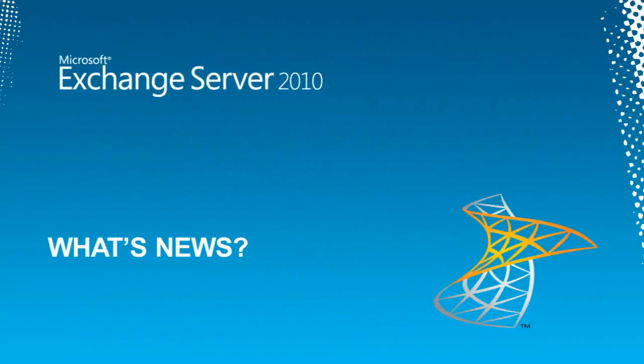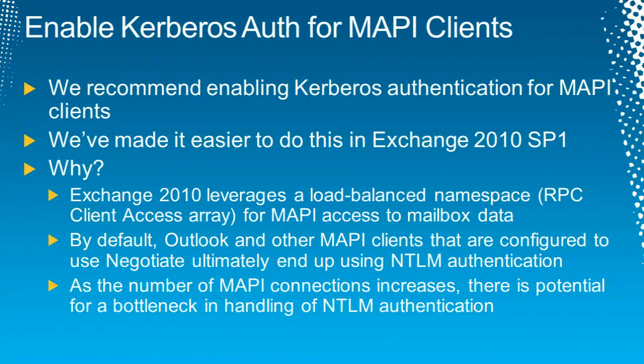Okay, let's talk about what's news. Some things that have happened recently that maybe you've heard of, maybe you haven't, maybe you've got some questions about. Let's talk about Kerberos authentication for MAPI clients. This is a new recommendation that we came up with recently because we found a problem with Outlook clients and a potential for NTLM authentication bottlenecks.